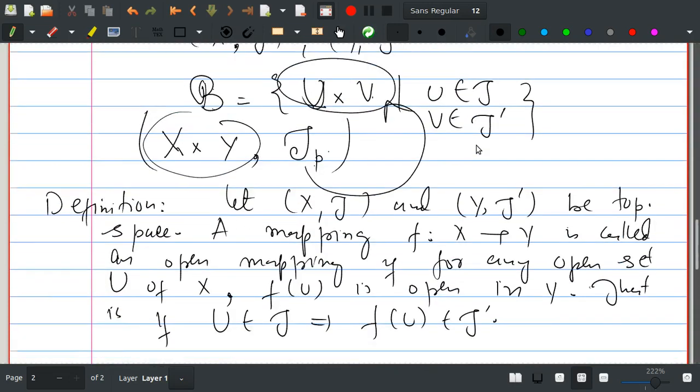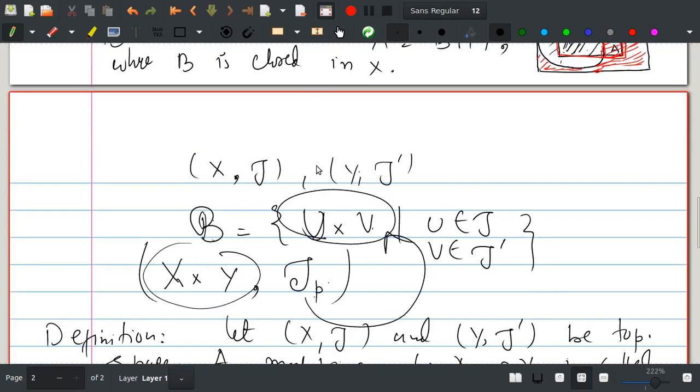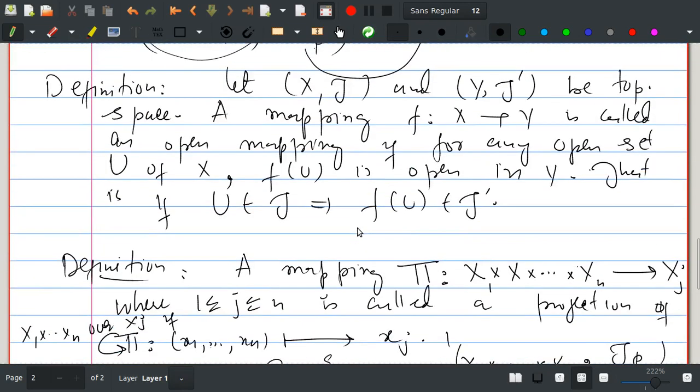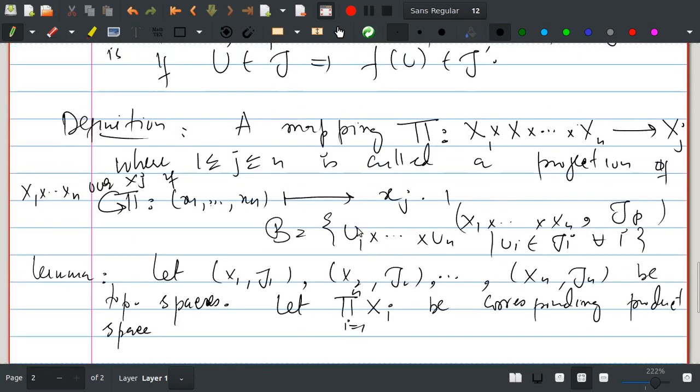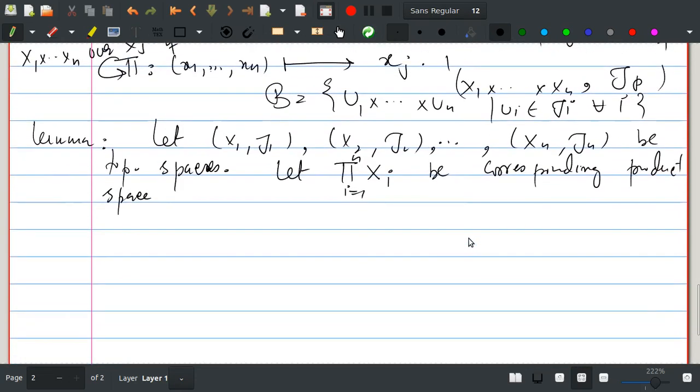This is the same definition which we mentioned here, but that definition was for two sets x and y, and we have generalized this notion to any finite collection of topological spaces. So this is the corresponding product space. That means the product topology TP on this space is generated by this set B, which serves as a basis and contains elements of the form u1 cross so on un, where ui is open in xi for all i, where i runs from 1 to n.